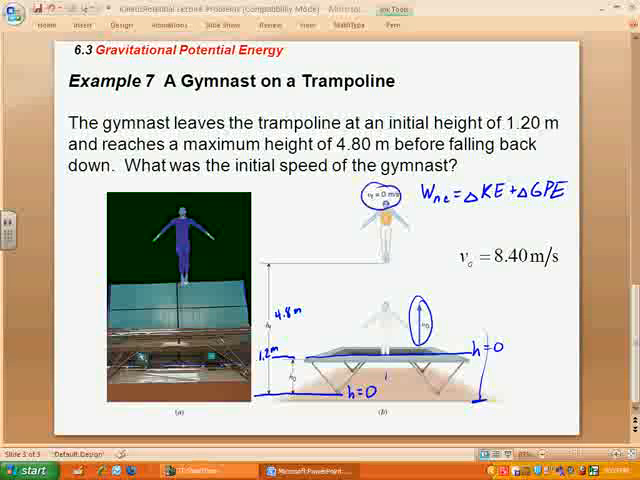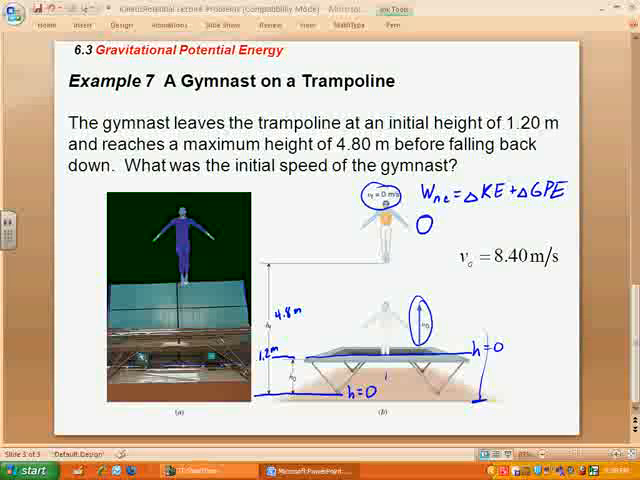Now the initial kinetic energy is what we're looking for. The final is going to be up at the top, so we've got 1/2 m v final squared. Of course, the final velocity is 0, so that's going to go away, minus 1/2 m v initial squared. That initial velocity is what we'll be looking for, plus gravitational potential energy, so m g h final minus m g h initial. Unfortunately I already got the answer here, but let's go ahead and finish solving for it.